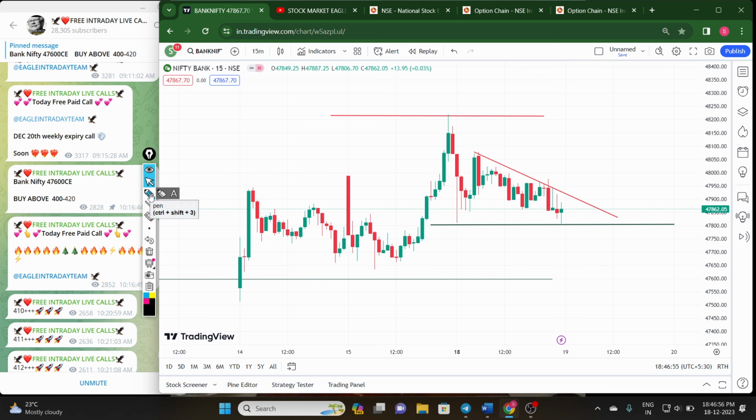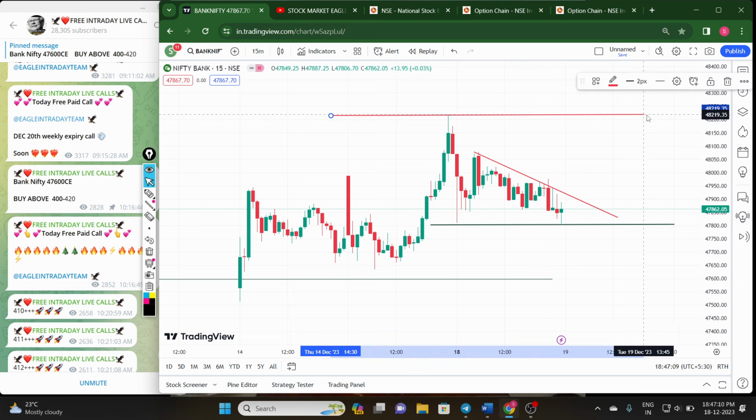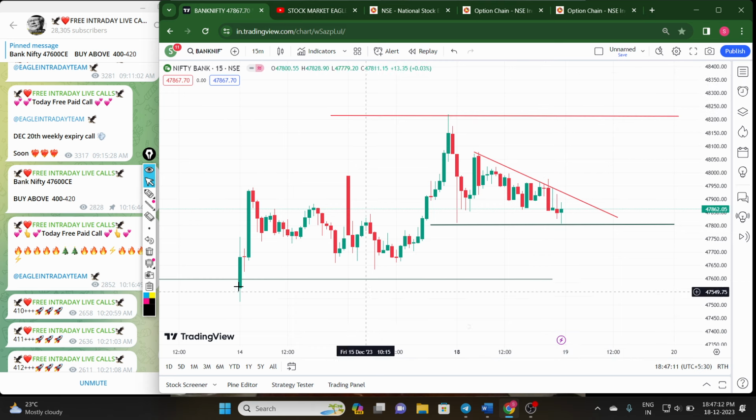Once I give the analysis, your explanation and my explanation will match. You can observe here, this zone is the important resistance zone for Bank Nifty tomorrow. The 48,200 zone is the profit booking zone, and also the resistance zone for Bank Nifty.